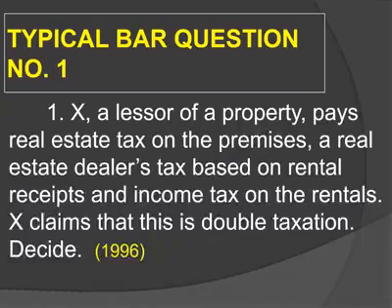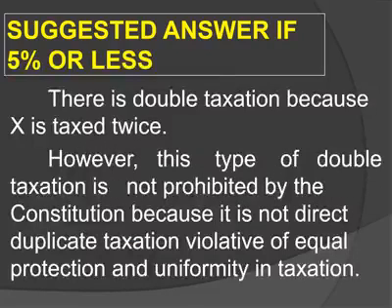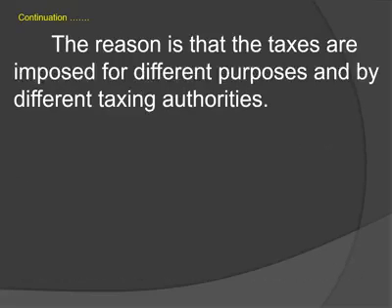So let's look at how bar problems ask. Again, here you have one that is a fact-based problem, but very short. That's why you don't look at the bottom anymore. You go direct and look at it from the beginning. X, lessor of a property, pays real estate tax on the premises, a real estate dealer's tax based on rental receipts, and income tax on the rentals. X claims that this is double taxation. Decide. Again, similarly, five percent or less, very short answer. More than five percent, expanded answer.